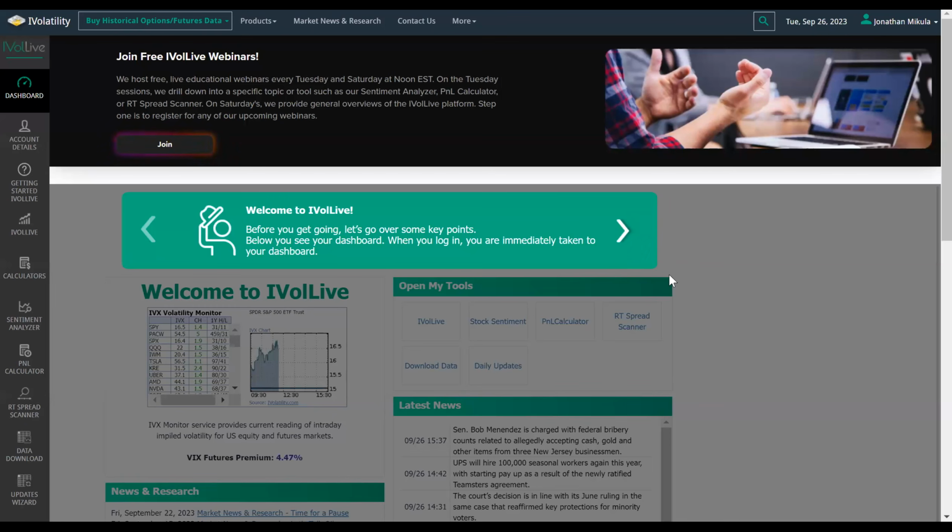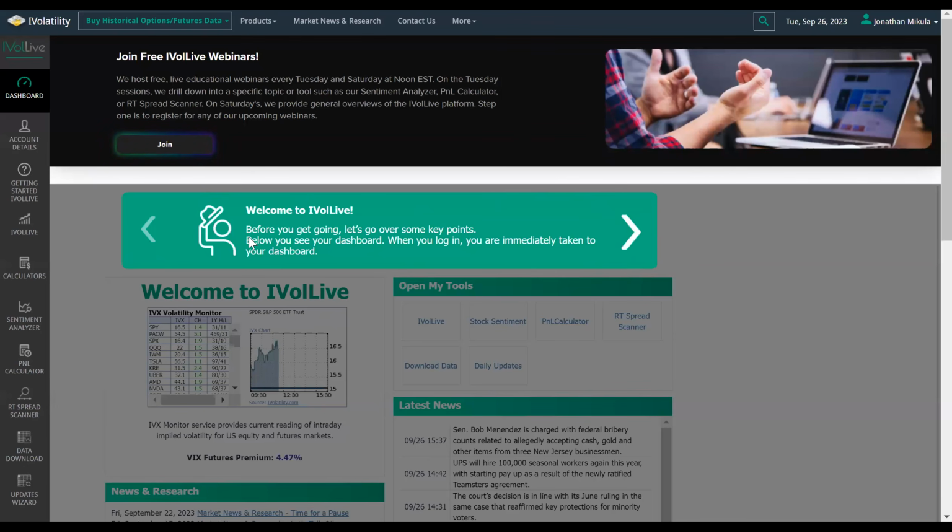So what I've done here is I've logged in just right before hitting go on the webinar, so we can simulate the experience of logging into iVolatility for the first time. I know we have some experienced users and some new users, so I like to keep it a holistic, broad overview to make sure that we don't leave anybody behind.